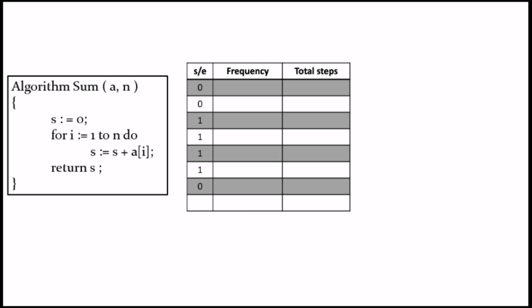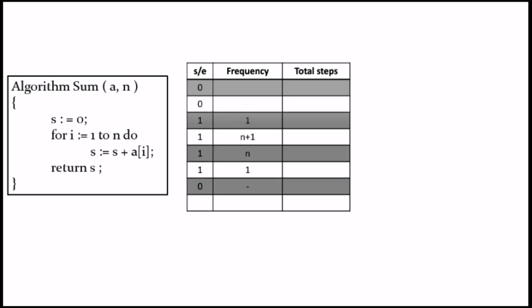Next, we are executing the for loop, so again this is considered as one step because we are calculating something in the for loop. The next one, S equal to S plus A of I. Again here also we are calculating, so that will be considered as one step. And next, return S, so this will also be executed, that means it is considered to be one step. And the last one, the closing floor bracket, so we are closing the algorithm, so it will not be executed, so it is considered as 0.